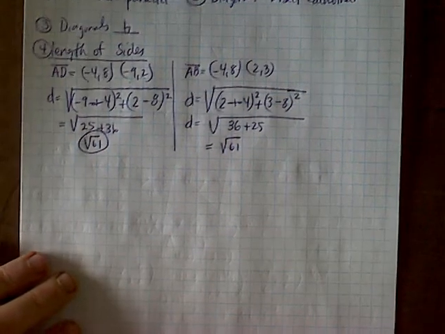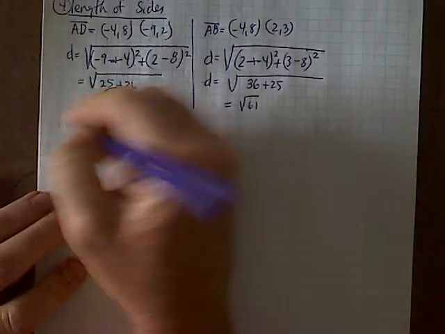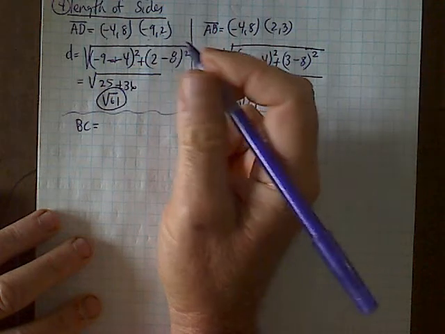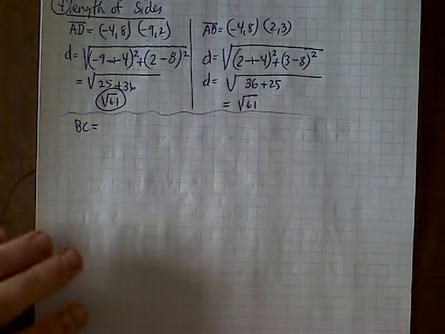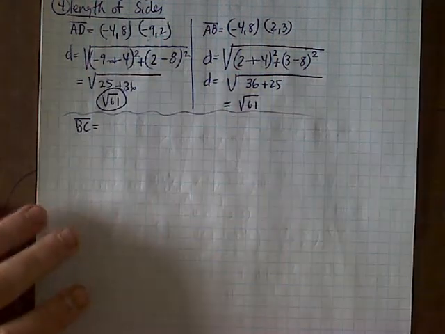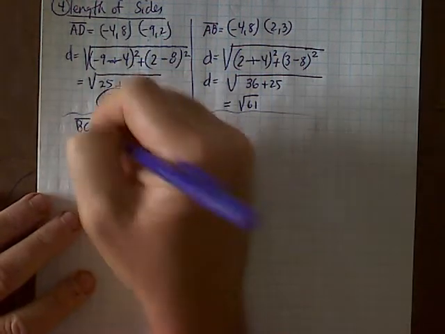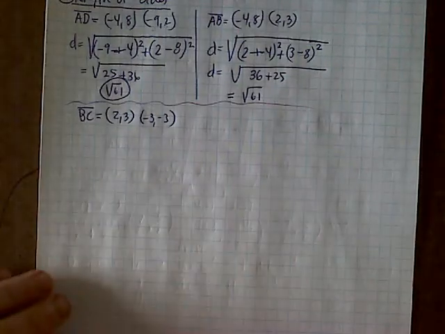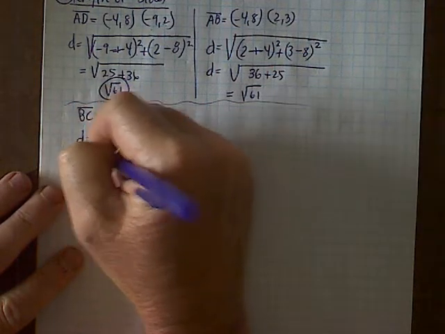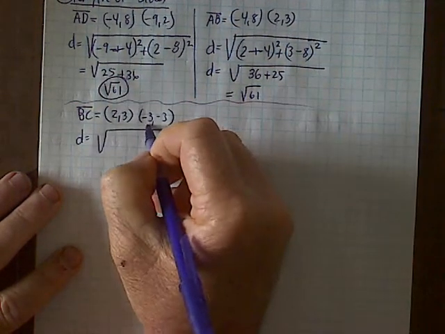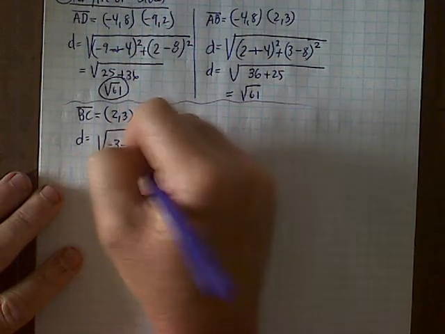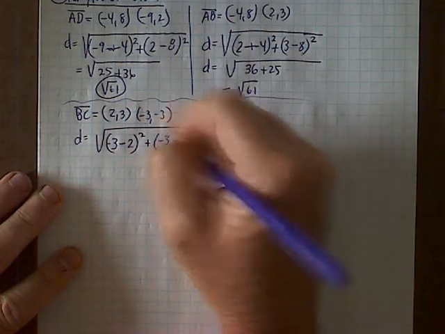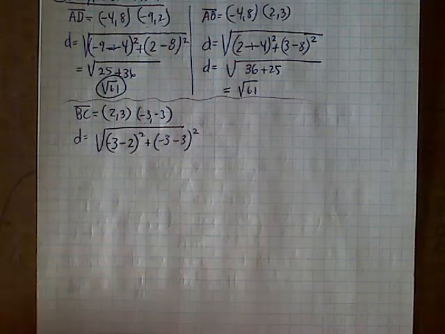Alright, let's keep going. The next side that we want to find is BC. You have to do it for all 4 sides. If you're trying to prove that it's a square or a rhombus, you have to show that all 4 sides are congruent. So for BC, we have 2, 3, and -3, -3. Distance formula equals the big square root. We're going to do x2, -3, minus x1, 2, square it. Add to it y2, -3, subtract y1, 3, square it.